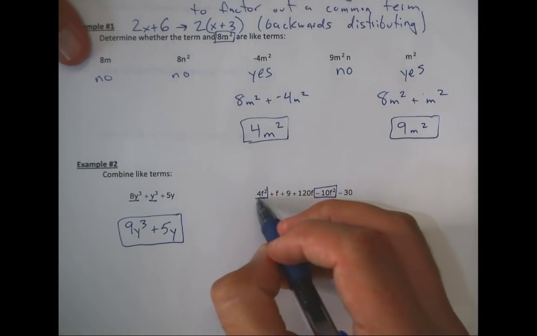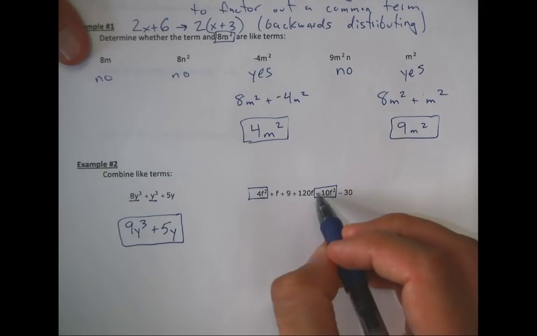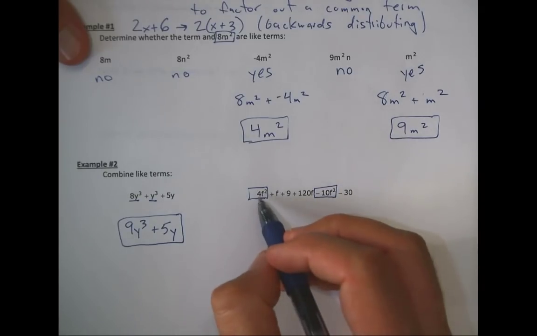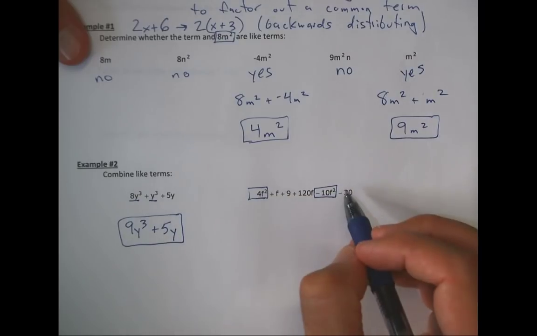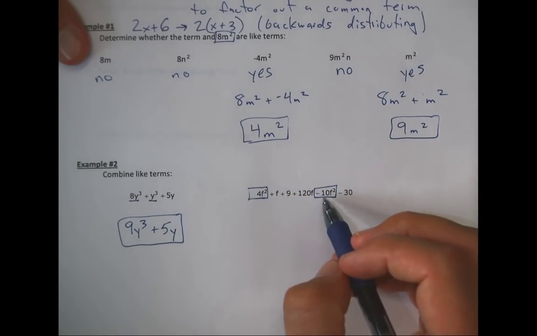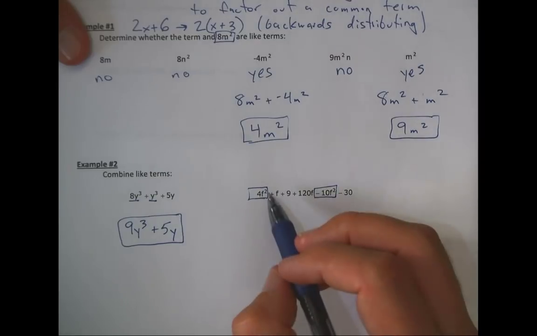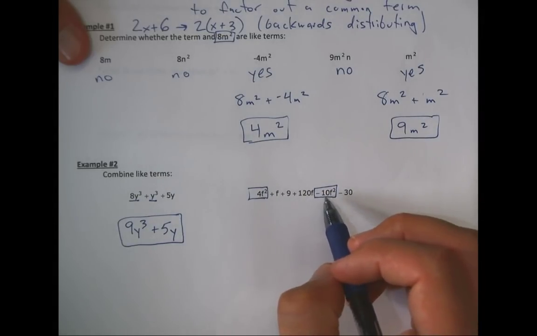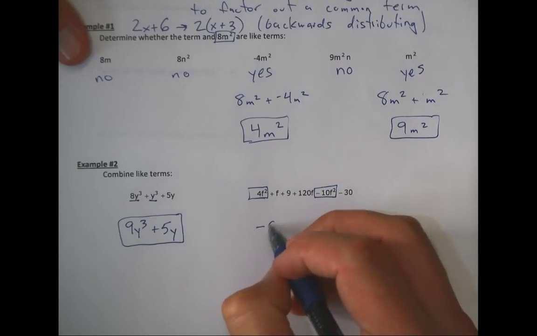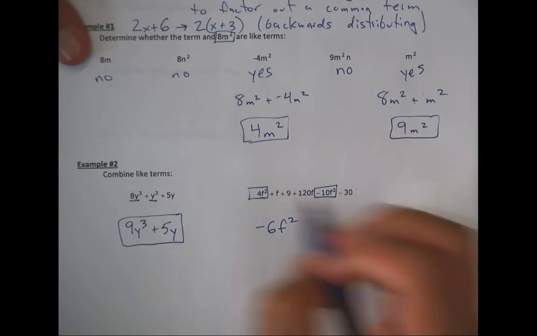Now when I start combining these, I need to consider what's in front. If this says minus 10, that's like a negative 10. So I'm actually putting a 4 and a negative 10 together. I'm adding them. So you can think of this as 4 plus negative 10, which is negative 6. You can also think of it as 4 minus 10, which is negative 6, because adding minus 10 or negative 10 is the same as subtracting 10. So I'm going to get a negative 6f squared.